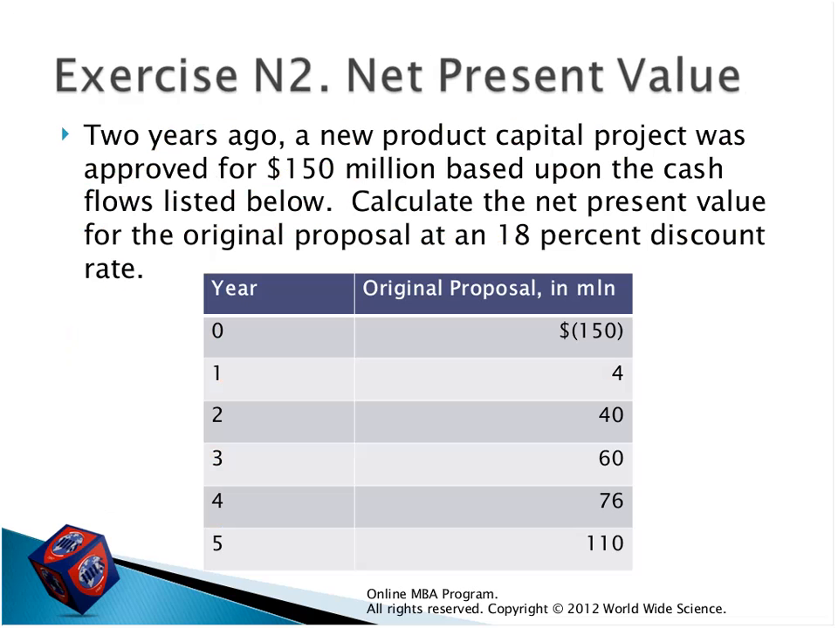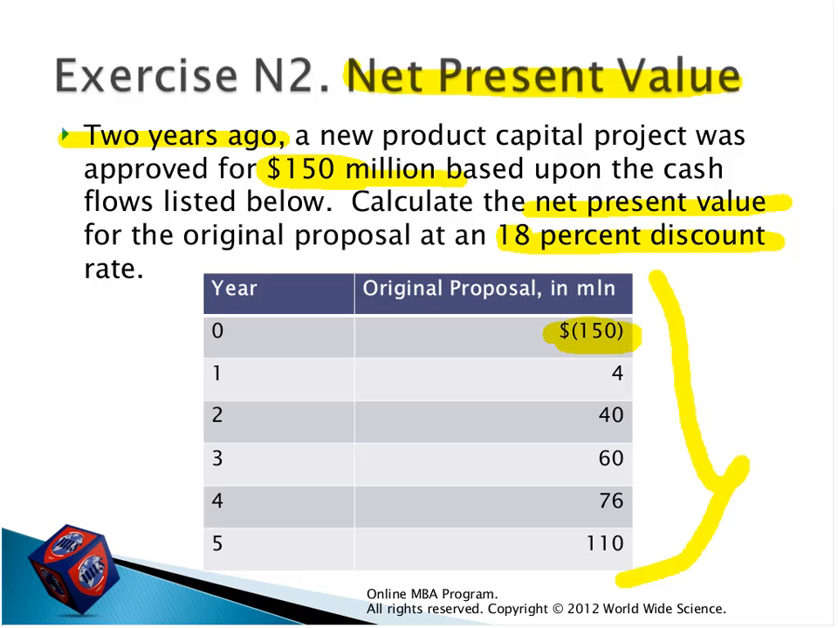It's based on the net present value. 2 years ago, a new capital project was approved for $150 million based upon the cash flows listed below. Calculate the net present value for the original proposal at 18%. So you have a project over 5 years, right? I have already given you table 1. The investment costs $150 million, and in each year you have cash inflows in millions.